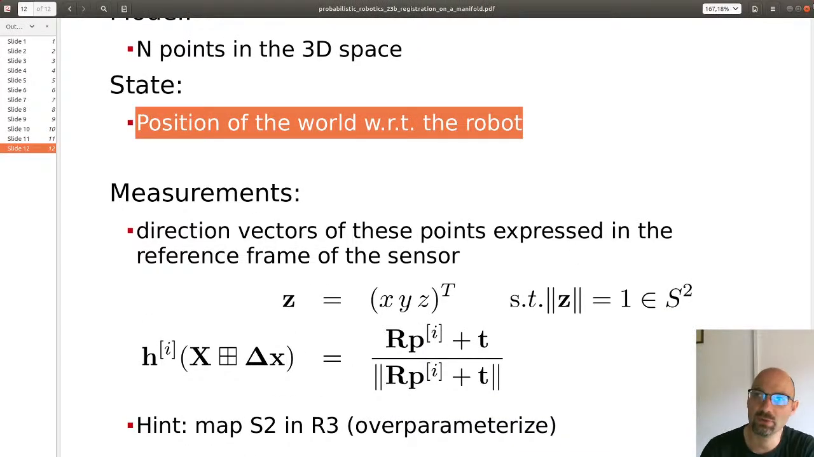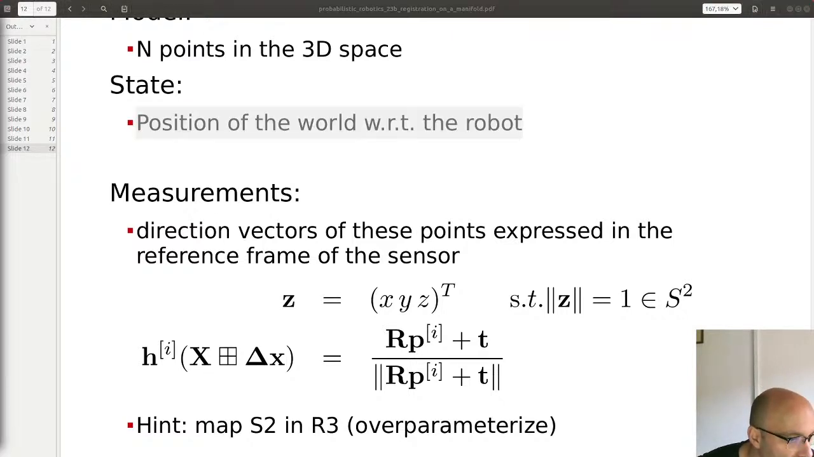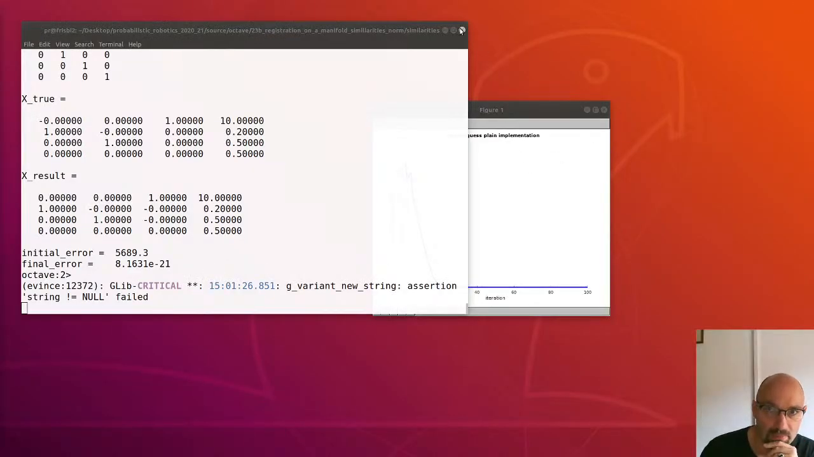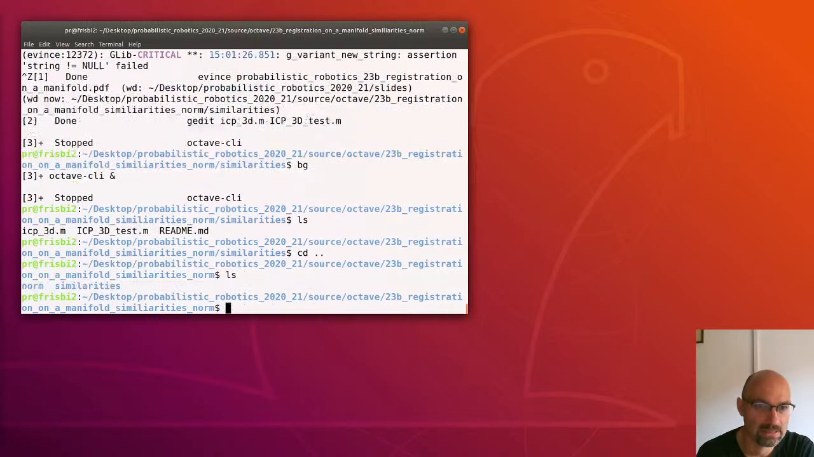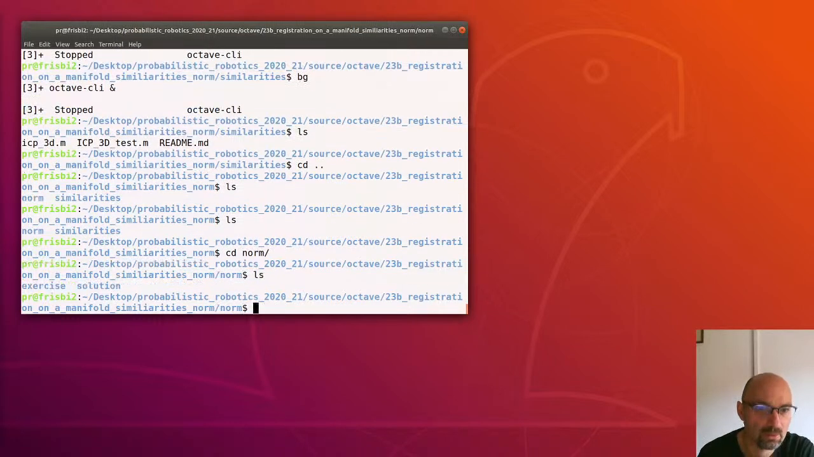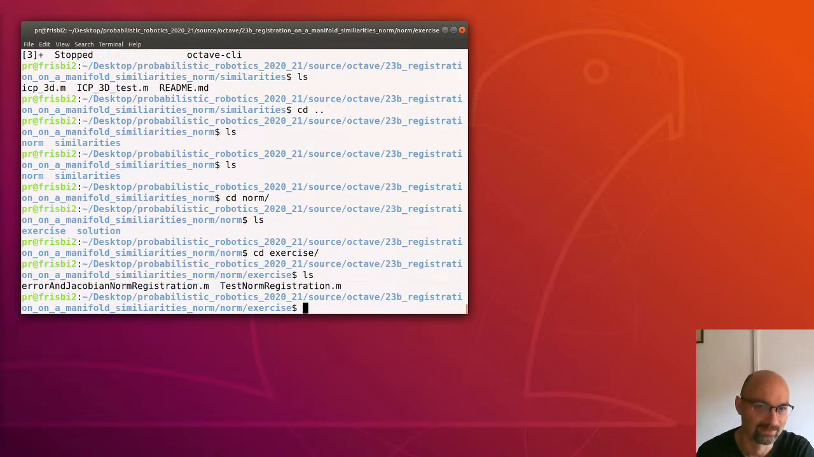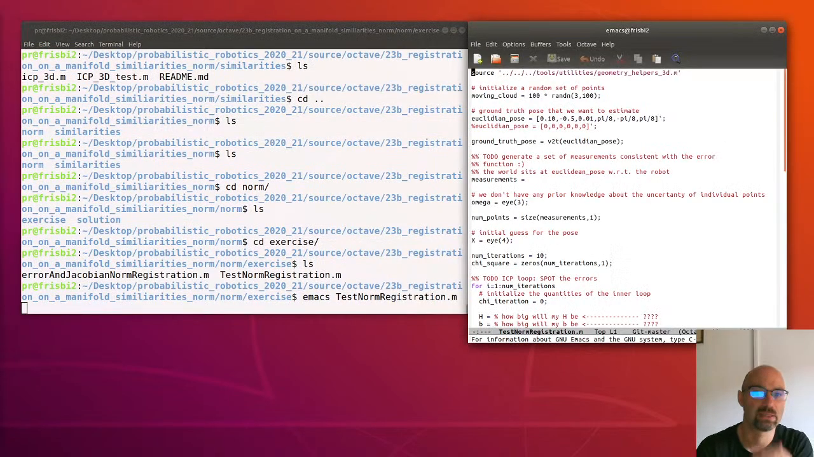Just to show you the code, what we have to do, and then we go on Zoom. I show you what you have to do. There is a folder called norm, and inside there is a folder called exercise that you have to look at, and a folder called solution that you don't have to look at. Not yet. There is a program called test norm registration.